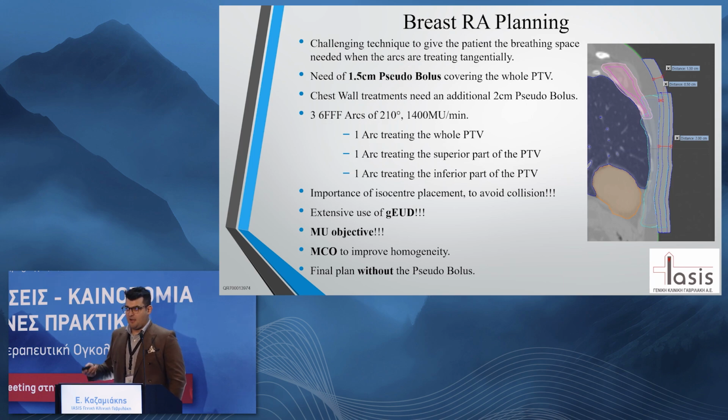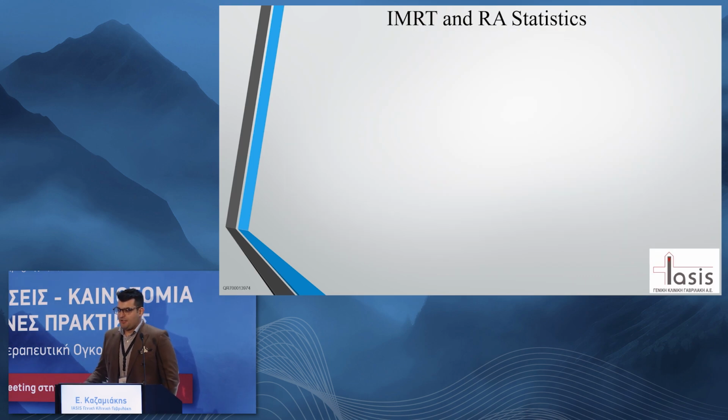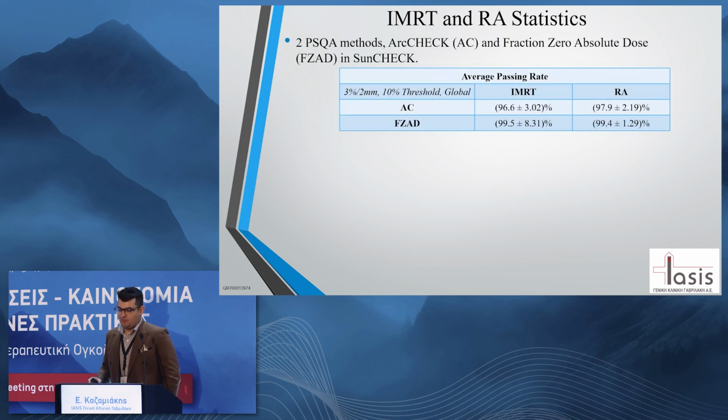But as I said earlier, GUDs increase modulation, so you have to use the MU objective to decrease the modulation. We are also using multi-criteria optimization to improve the homogeneity of the PTV. After we have assessed the plan, and we're happy with that, we copy and paste the pseudobolus plan, we remove the link with the plan, and we recalculate the plan. Finally, we normalize the plan to target median as per ICRU 83, and it's ready for our clinicians to check again.